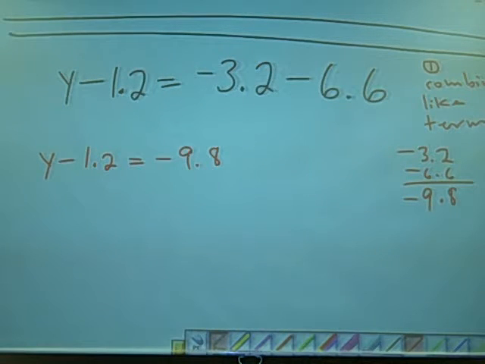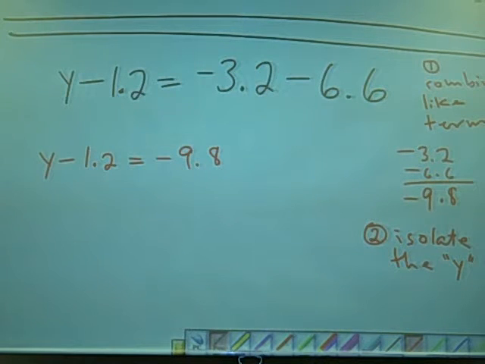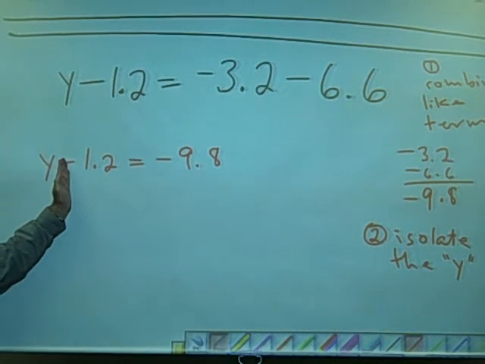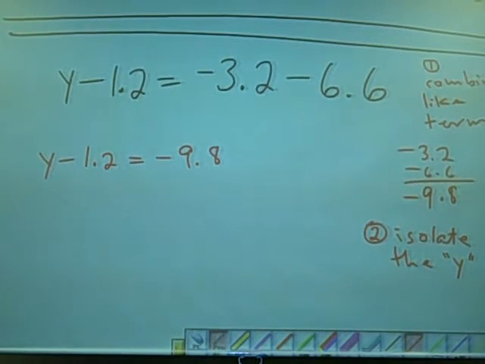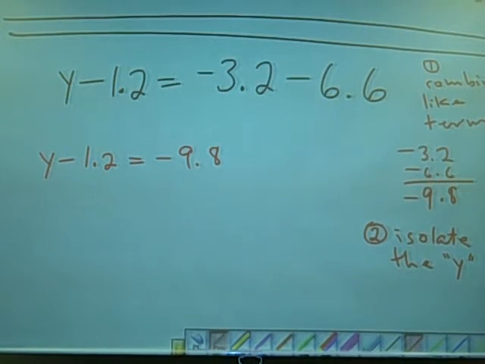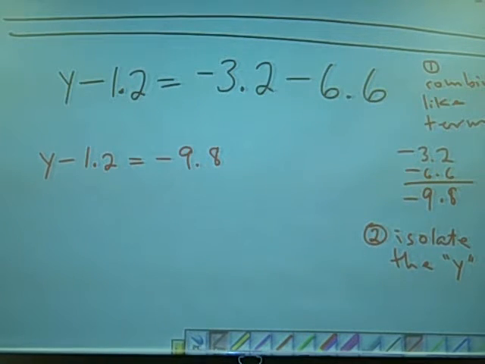Okay, now we want to isolate, step 2. Isolate the y. Isolate the variable. We want to get the variable by itself. Well, we have a y minus 1.2, so the opposite, the additive inverse of that would be what? Plus 1.2. So we have to apply plus 1.2 because that makes it go to 0. Plus 1.2.